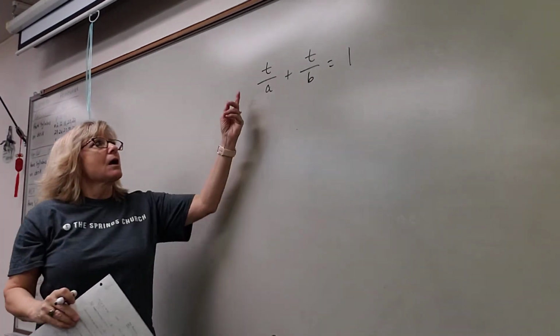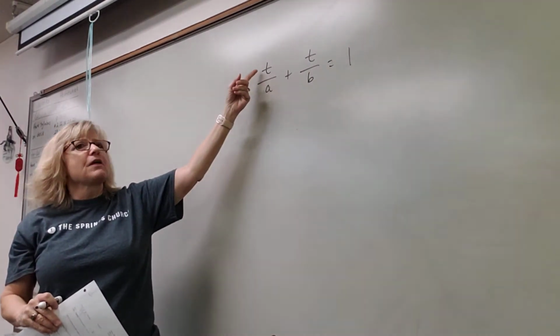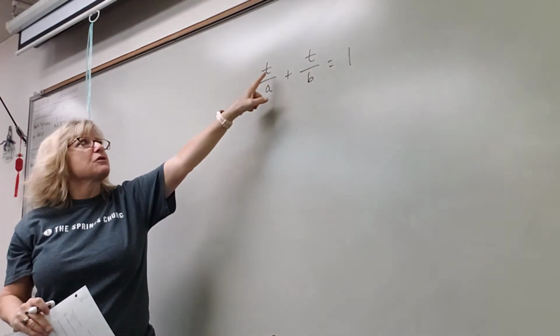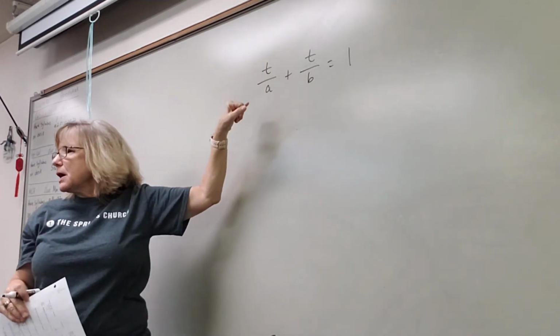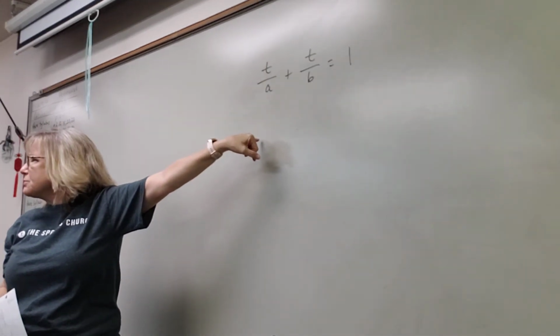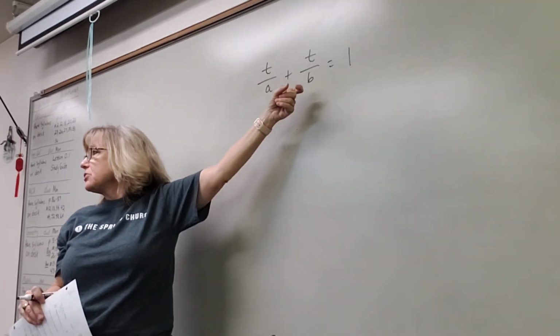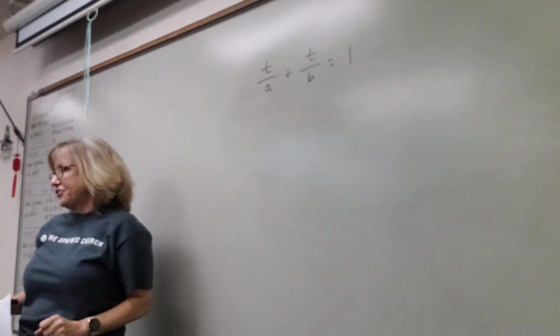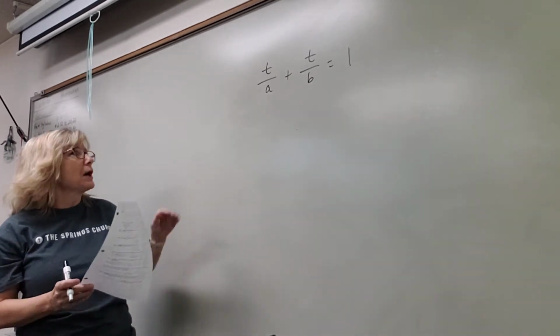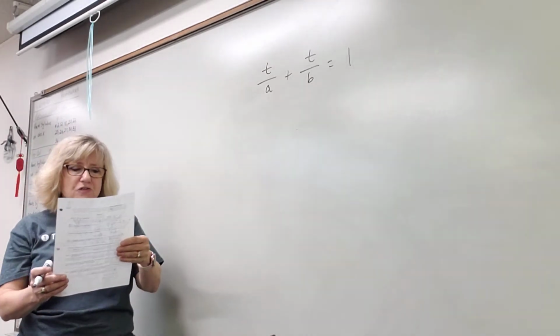Okay? The time that it would take both of them working together is t. A is the time it takes one guy to do it by himself. B is the time it takes the other guy to do it by himself. Okay? So this is what we're going to do.